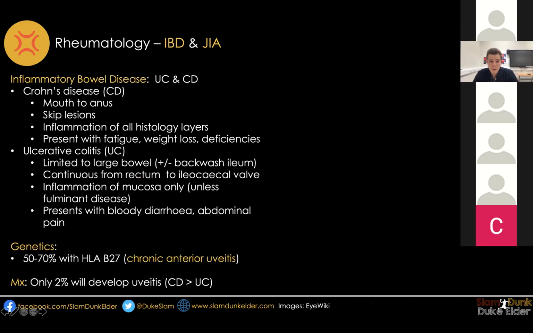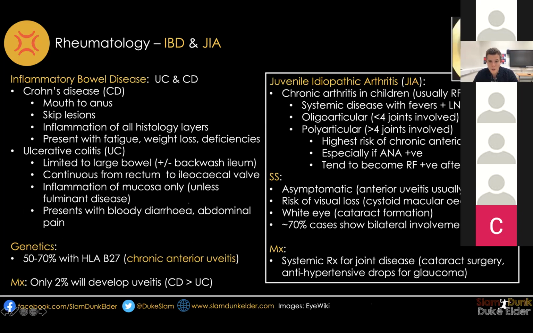Finally, inflammatory bowel disease, not much to say about this. The classic GI symptoms. All I want to say is there is a strong genetic predisposition with HLA-B27, and so they get a chronic form of uveitis. It tends to occur in Crohn's disease compared to ulcerative colitis. And once again, we need to know the difference between Crohn's disease and UC because they're slightly different, but that's more of a gen med question.